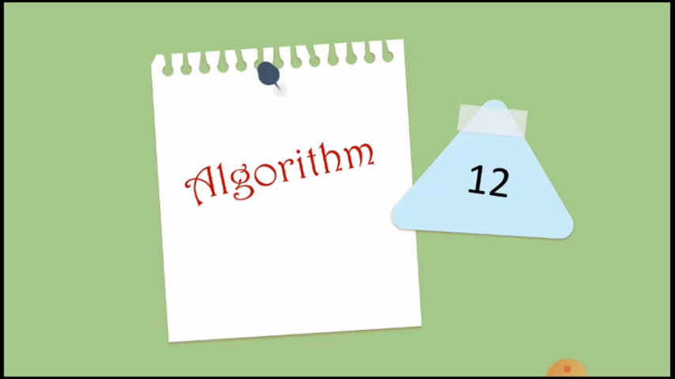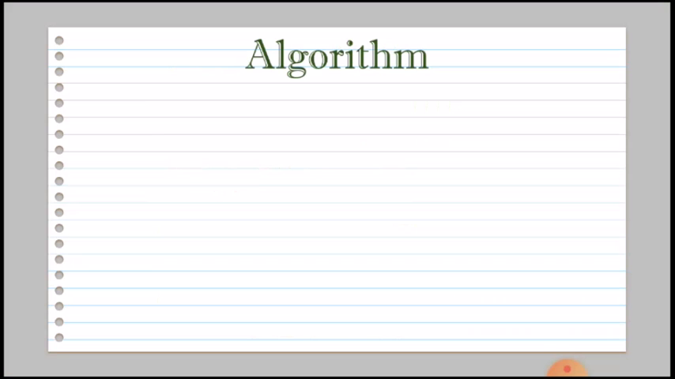In the previous session, we have studied what an algorithm is and the different characteristics of an algorithm. In this session, we will learn different control structures in algorithm. So let's start with this session. Before studying different control structures in algorithm, we will see one simple example of how an algorithm is created. We will see how the algorithm for addition of two numbers is created.